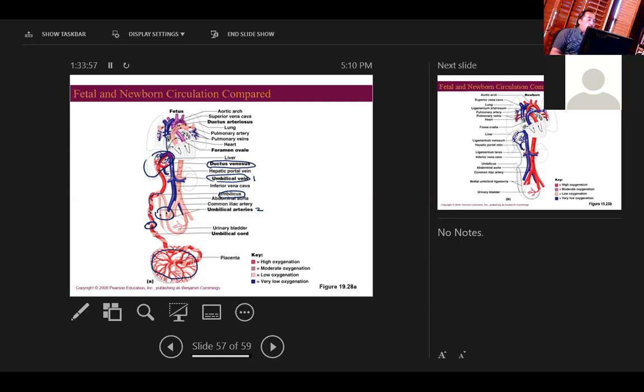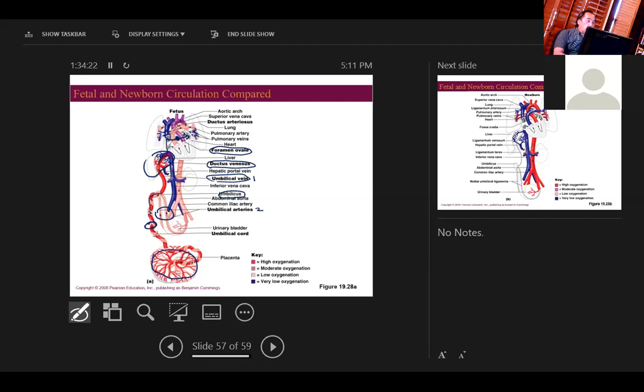And then remember, the baby's not breathing yet, okay? So when it goes to the right atrium, there's going to be a hole between the right atrium and the left atrium. That hole is going to be the foramen ovale. So the blood from the right atrium literally goes directly to the left atrium without passing through the lung, okay? And that is called the foramen ovale, okay?